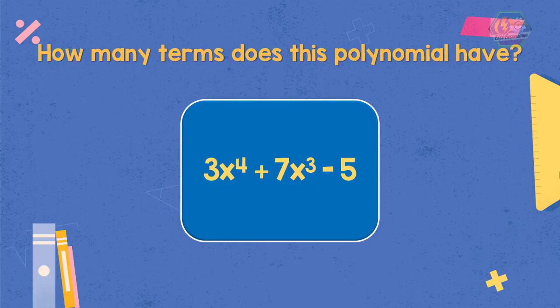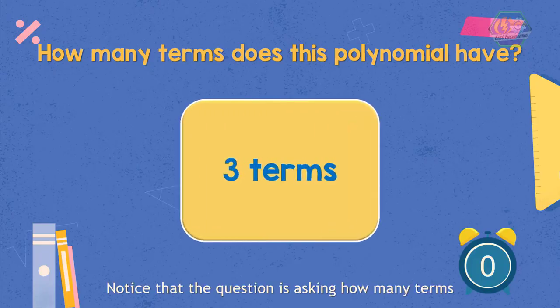Now how about this problem? How many terms does this polynomial have? 3x to the 4th plus 7x cubed minus 5. That's right. This polynomial has 3 terms. Notice that the question is asking how many terms, not the degree of terms. So we need to be careful in reading the problem.